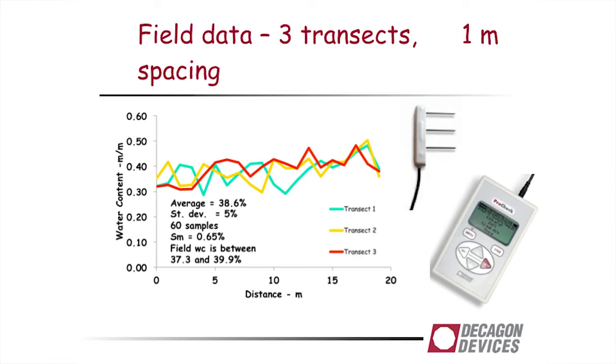With a standard deviation of 5%, if we want to know the water content within 1%, we would need 100 samples to do that. And so even with our 60 samples here, our standard deviation of the mean is 0.65%, and so our field water content is somewhere between 37.3 and 39.9.